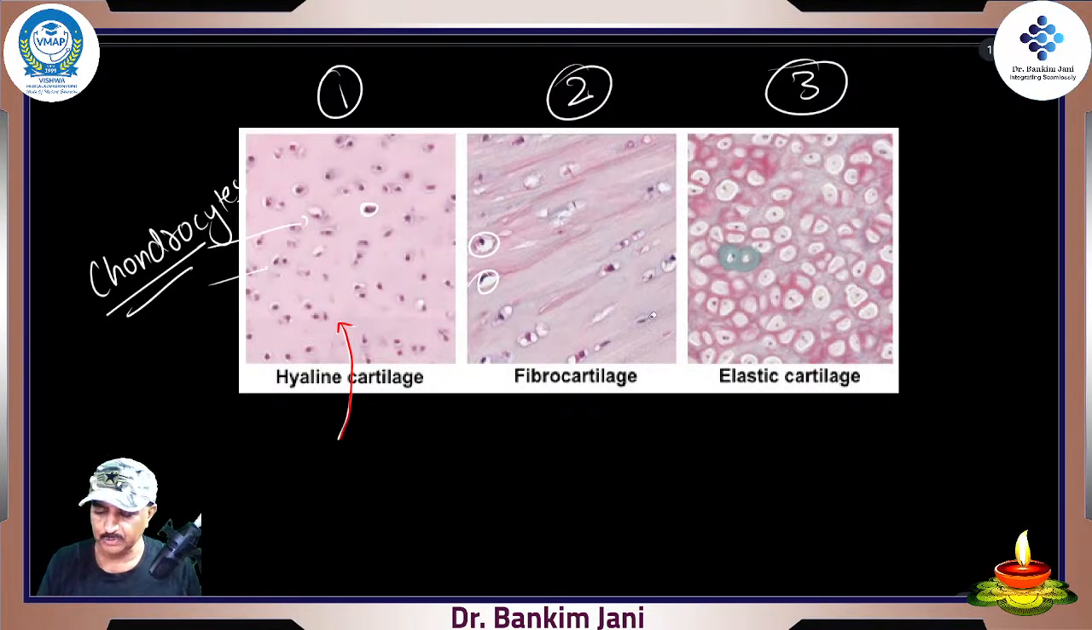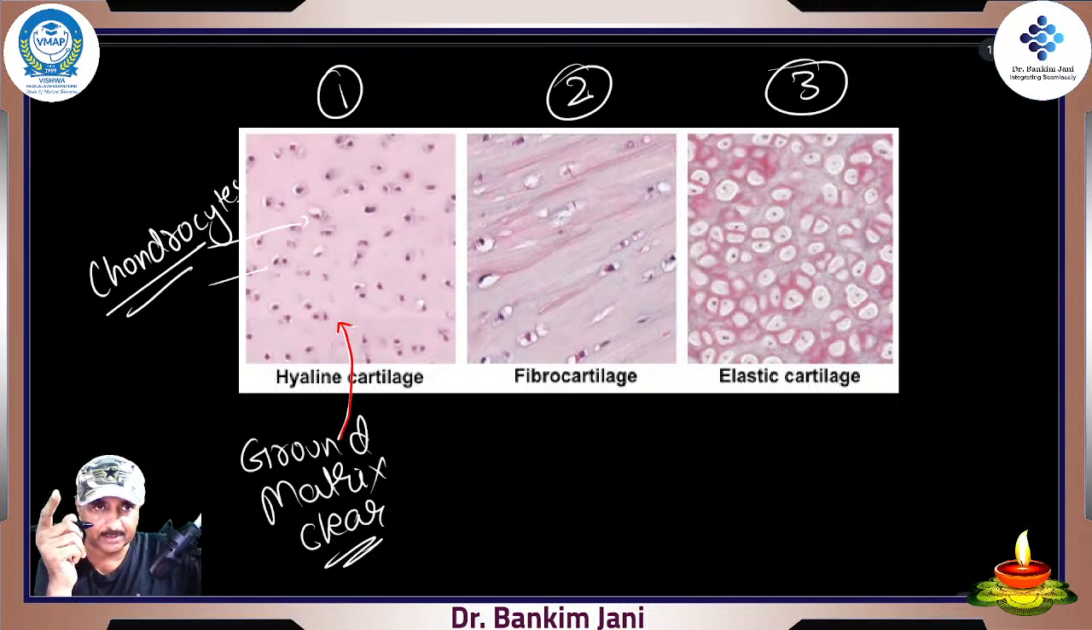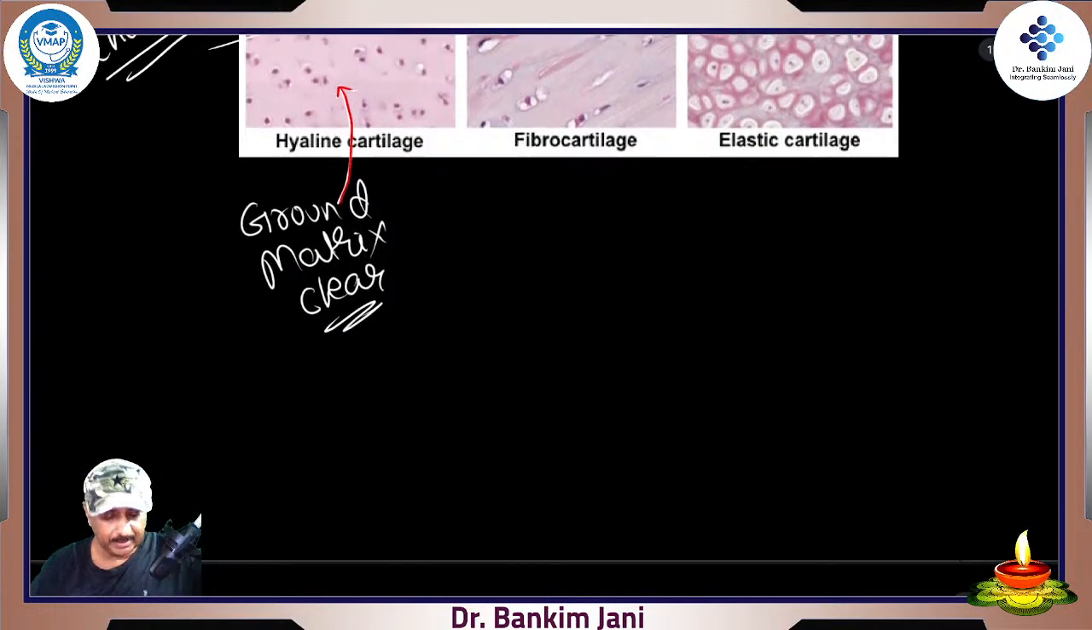Simple. So that thing is not confusing at all. Classical appearance, the ground matrix is clear. And we know the reason: the refractive index of the ground material and the fibers is the same. So it does not mean fibers are not there. They are there, but the refractive index of the ground matrix is absolutely the same, so we are not seeing them in histology.